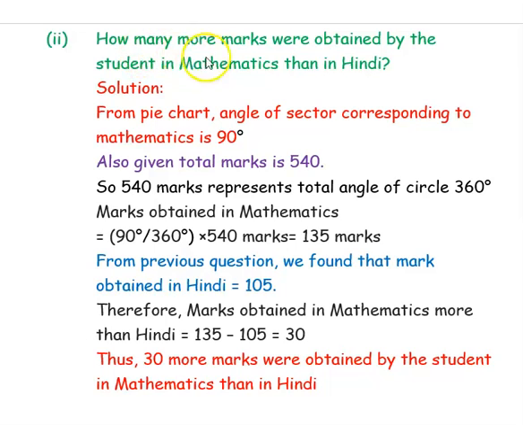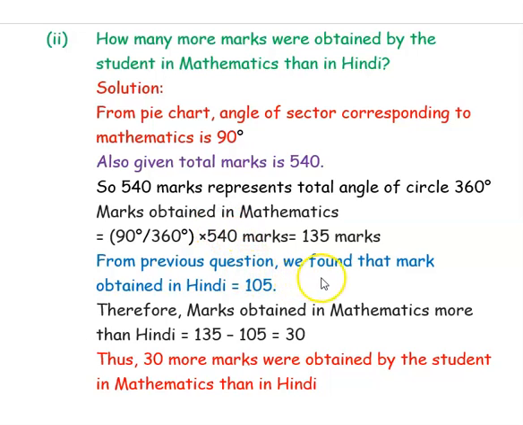Next question is, how many more marks were obtained by the student in mathematics than in Hindi? So solution, from the pie chart, the angle of sector corresponding to mathematics is 90 degree. Also given the total marks is 540 marks. So 540 marks represents the total angle of the circle, that's 360 degree. So therefore marks obtained in mathematics is 90 degree divided by 360 degree into 540 marks. This we have calculated by using, like our previous question, ratio and proportion. So if you simplify this, you will get 135 marks.